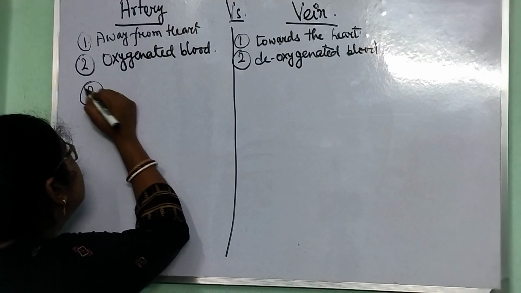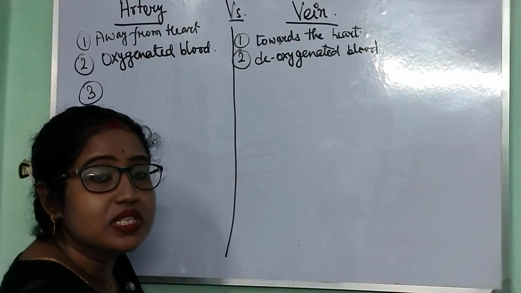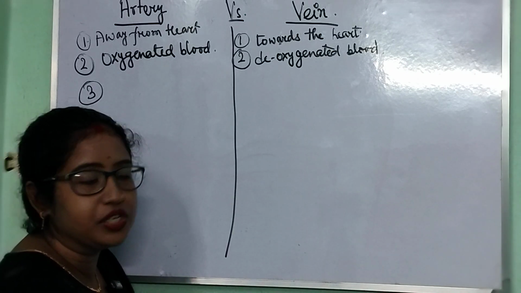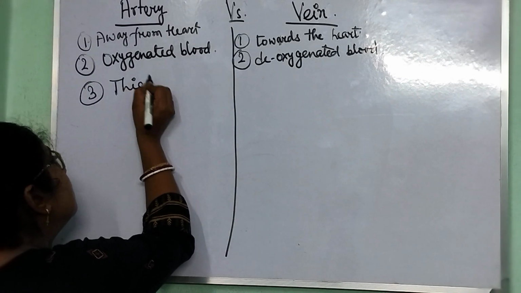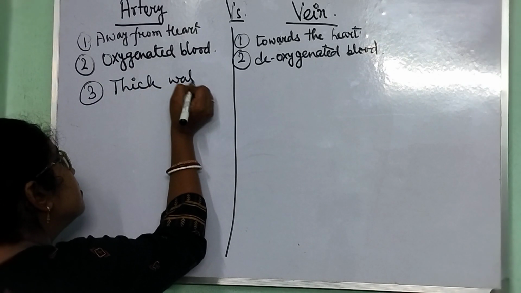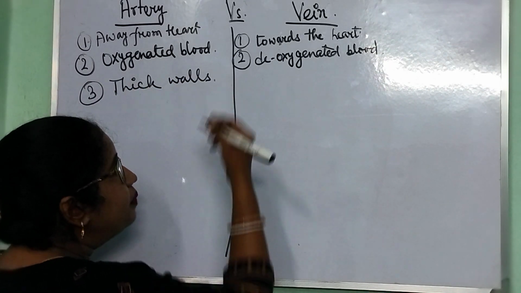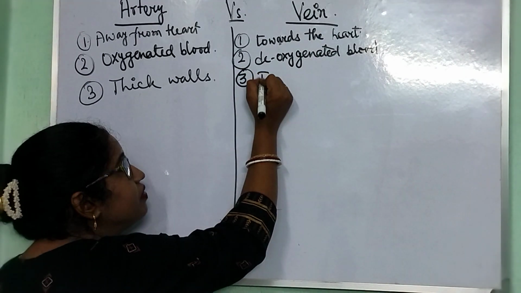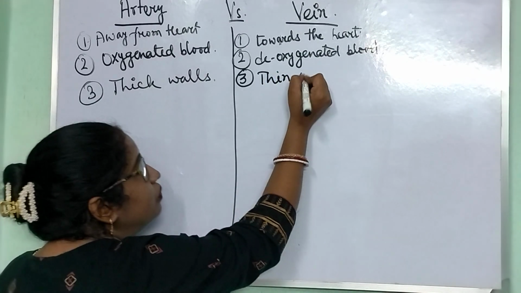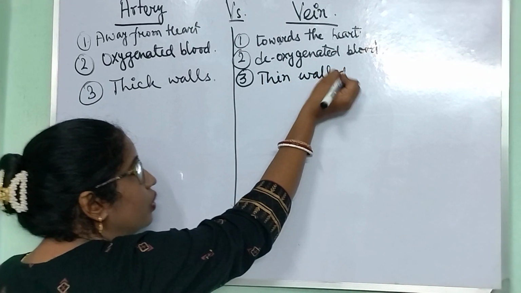Arteries, to withstand the high blood pressure, have very thick walls, but due to less pressure in veins, they have thin walls. They are thin walled.